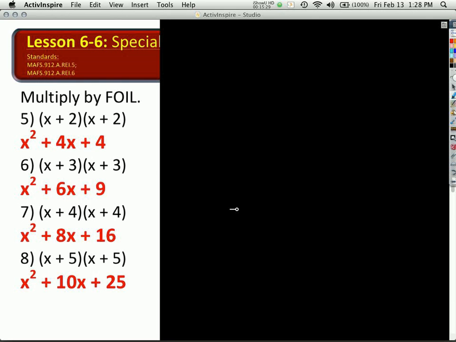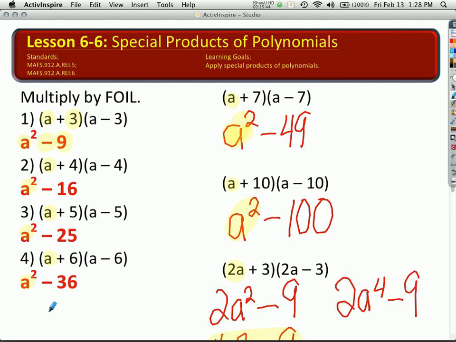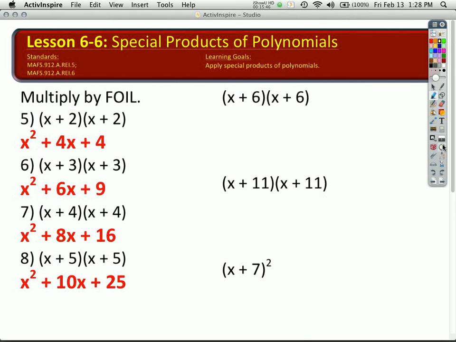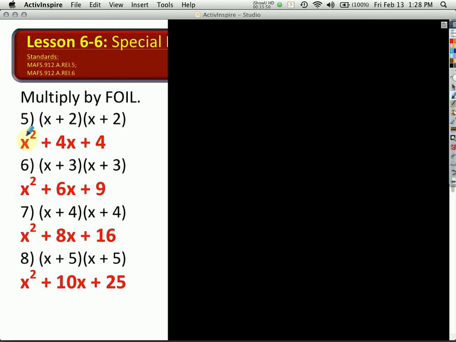But do you see a pattern? So you're right. They don't cancel out. So we end up with a middle term. Listen carefully to this. These, there's no middle term. There's a first term and a last term, but there's no middle term. Now all of a sudden, we have a middle term every time. But look at the first term and the last term.